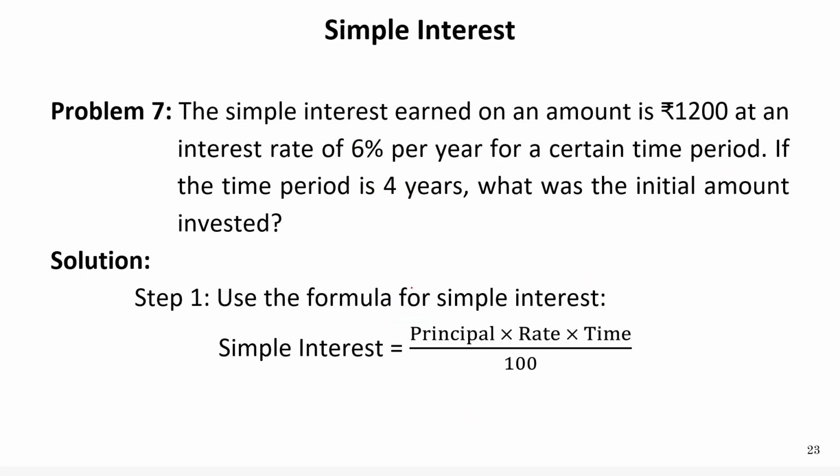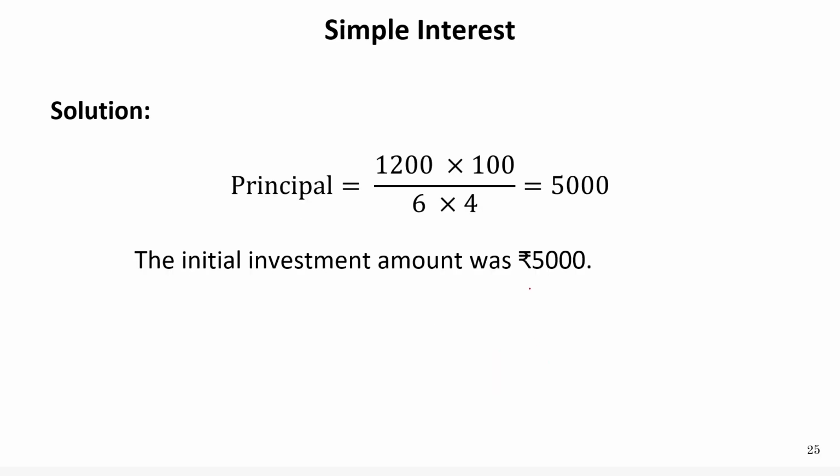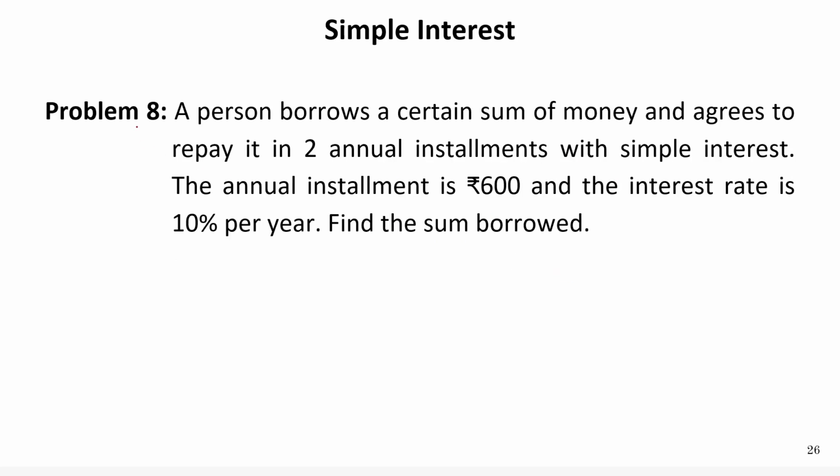So using the formula, SI is equal to PRT by 100, right? So SI is equal to 1200, 6%, 4. So principal into 6 into 4 by 100. Okay, so there is a slight mistake out here. So it will be 100. So 1200 into 100 whole by 6 into 4 is equal to 5,000. So the initial investment amount was 5,000 rupees. So let's see problem number 8.